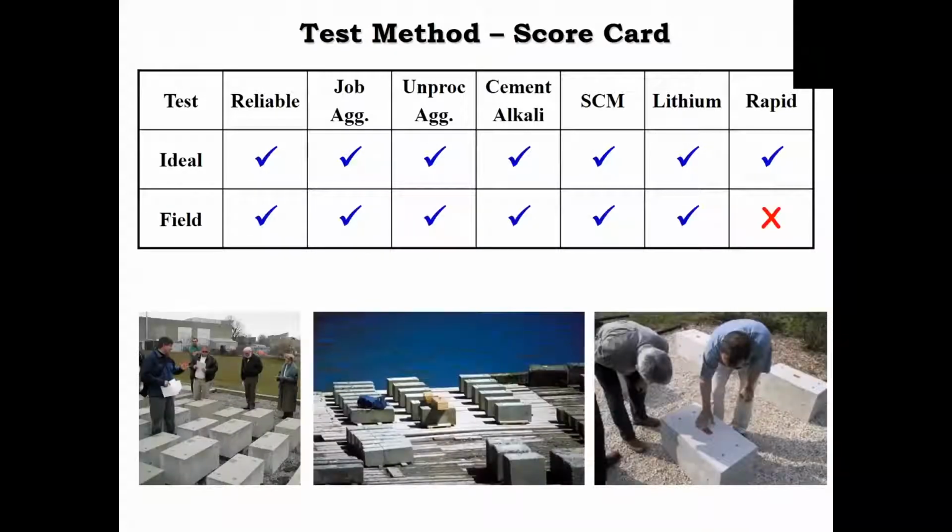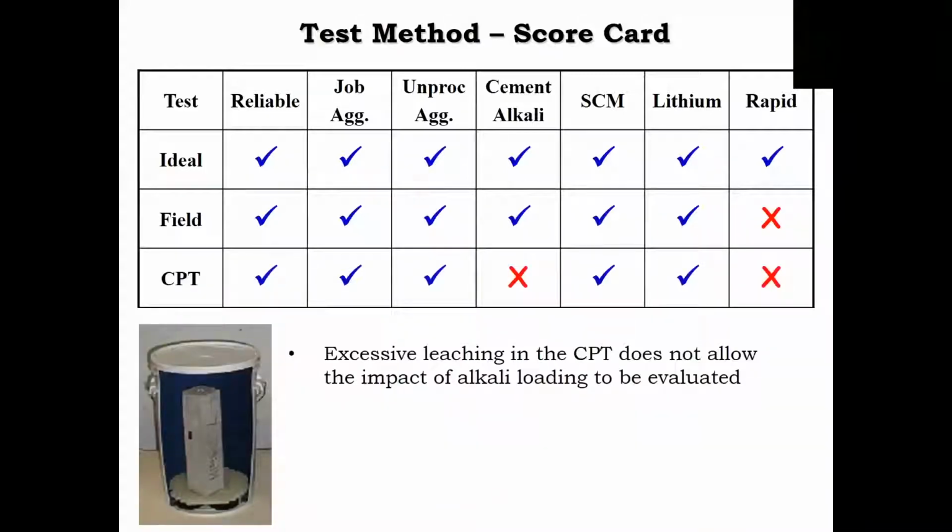The only test that comes close to doing all of these things is field performance. Field performance, we can tick every box except, of course, it being rapid. Our concrete prism test, you could argue it's not rapid. One year certainly isn't rapid, but it's not sensitive. It's insensitive to the cement alkalis because of a leaching of alkalis during the test.